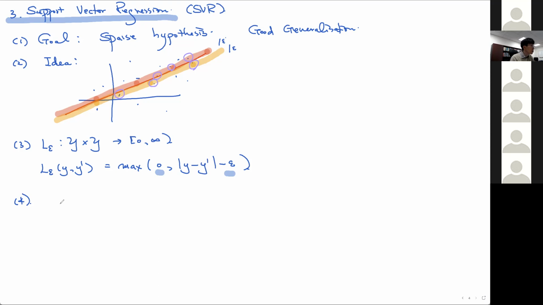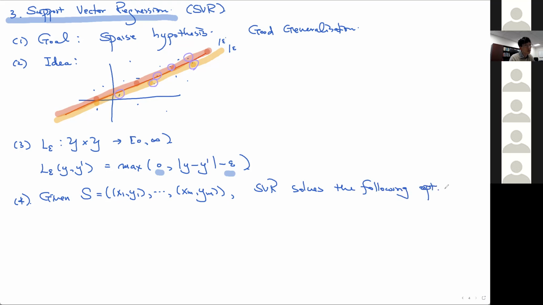And the optimization, so the story is the same. We are given a sample, which is the sequence of XY pairs. And we solve the following optimization problem. This one is minimize. Quite similar to kernel ridge regression, it minimizes the norm of the weight. This time we think about the weight as well as bias.